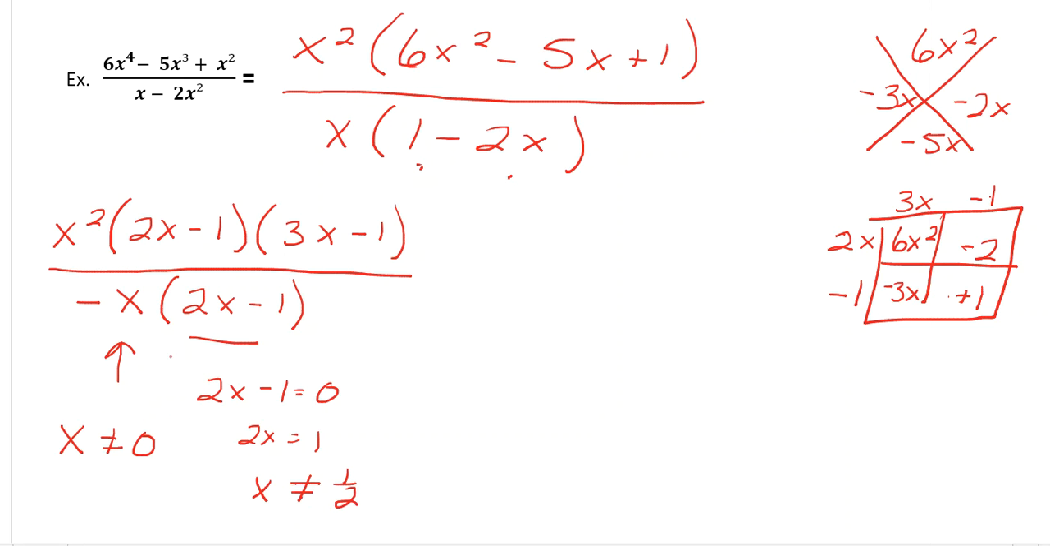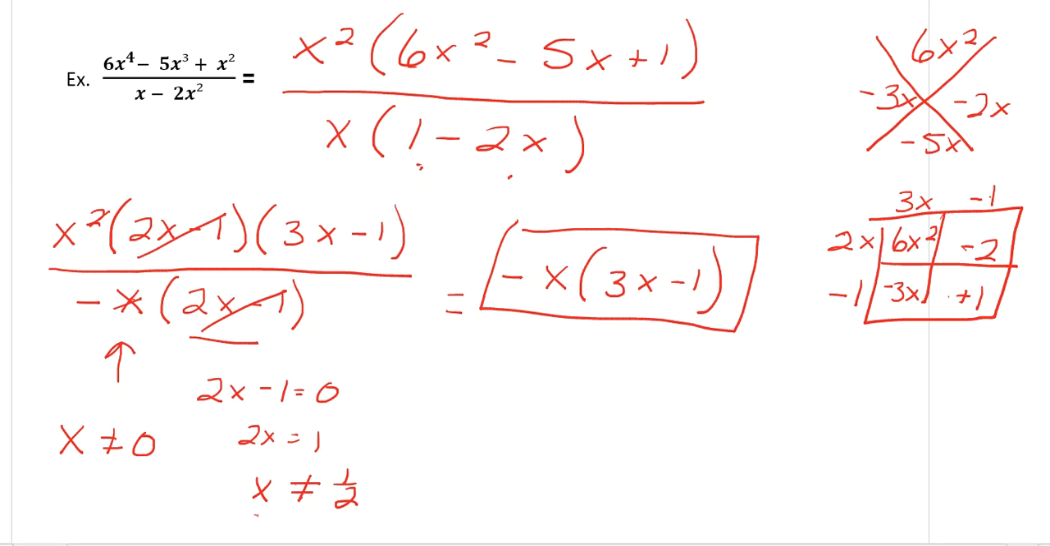So now that we have that part of the solution, now we can go ahead and start canceling. These two factors cancel. This x takes out one of these x's, and the only thing that's left in that denominator is the negative sign. So I'm just going to move it up to the numerator. So we have negative x times 3x minus 1. And that is the complete simplified version. So this is the answer with these two excluded values.